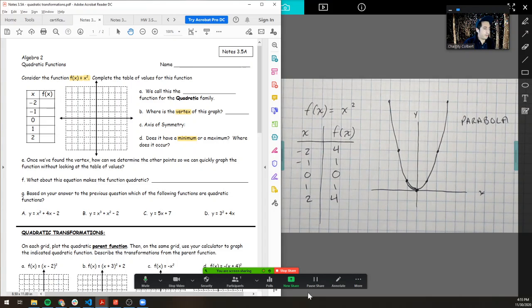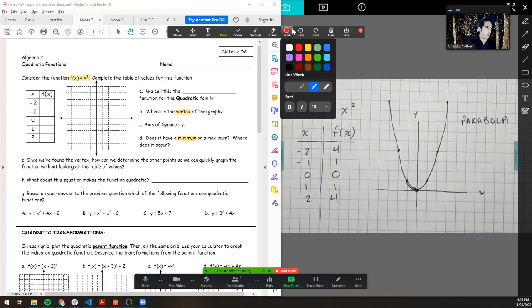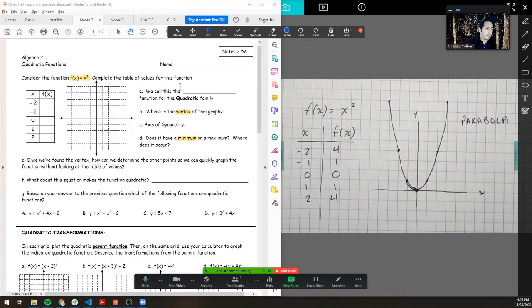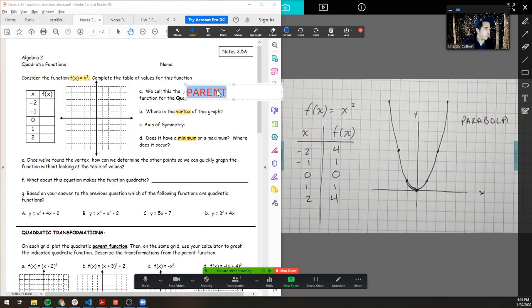Again, let me fill this out. I'll do my best to fill out the notes. If you want to print it out, you can write this out. If you didn't print it out, you can just take whatever notes you want. How you take notes is really up to you. Again, this is called the parent function. I'm going to make that a little bigger. There we go. The parent function. I do like blue though. Okay, that's the parent function.